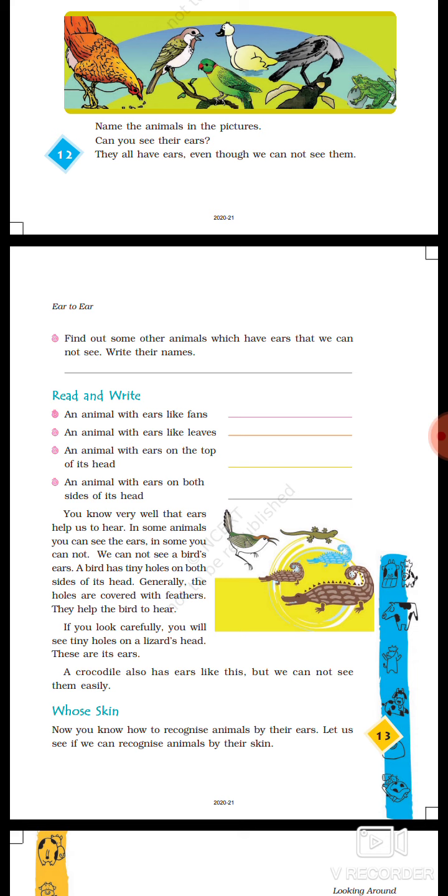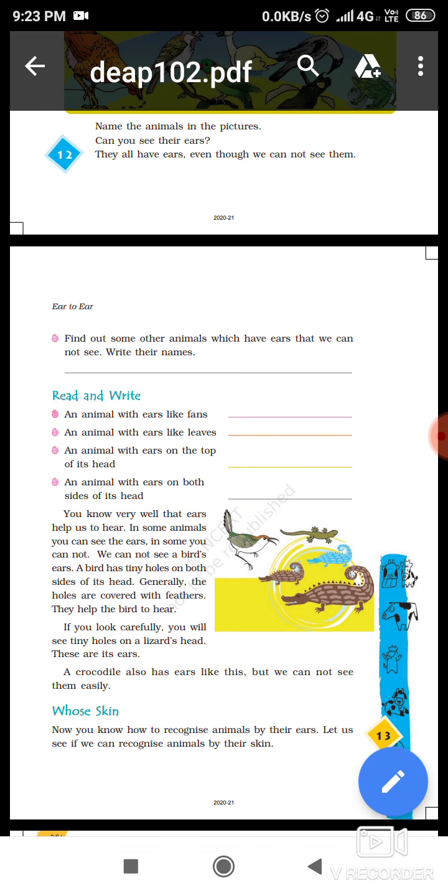If you look carefully, you will see tiny holes on a lizard's head. These are its ears. A crocodile also has ears like this, but we cannot see them easily. Now you know how to recognize animals by their ears. Let us see if we can recognize animals by their skin.